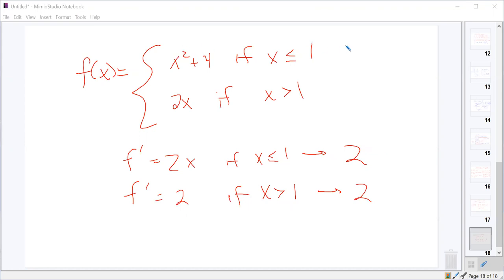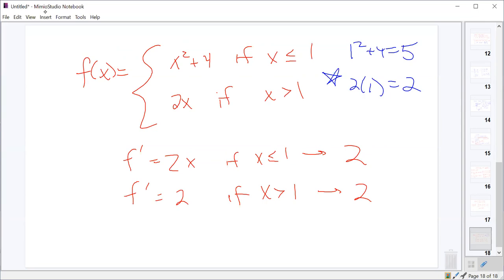1 squared plus 4 is 5. And 2 times 1 is 2. So the function is not continuous. It's got a hole at the point where x equals 1. And a hole means that it can't be differentiable. Now the slopes from the left side and the slopes from the right side are the same, but a derivative can't exist at a discontinuity. So be extra careful to make sure you check for the continuity if they give you a piecewise function and ask if it's differentiable. Everybody good with that? Yep. All right.